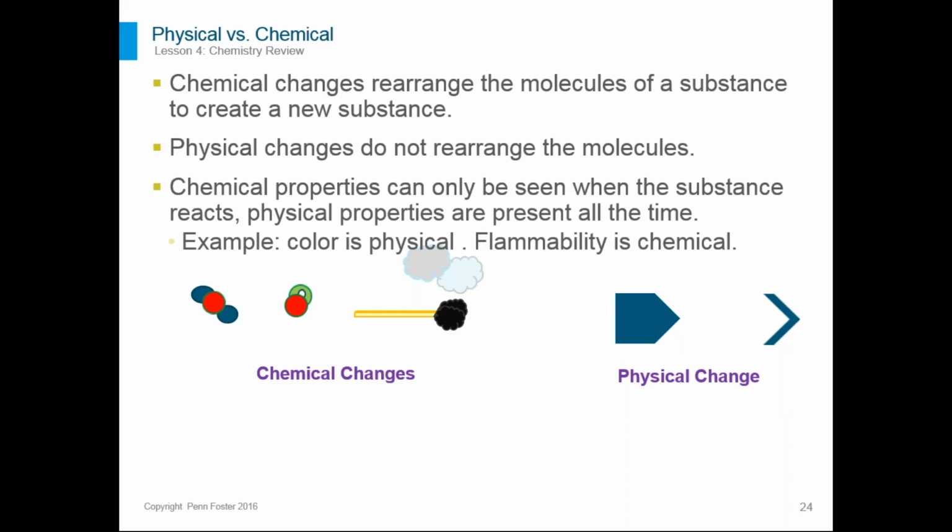And some more examples of the properties: chemical properties are only seen when the substance reacts, but physical properties are present all the time. For example, color is a physical property. It always has a color, but flammability is a chemical property. Wood and paper and fuel could just sit there for years and not really be doing anything, but when they start to react, you can see that they have that property of being flammable.